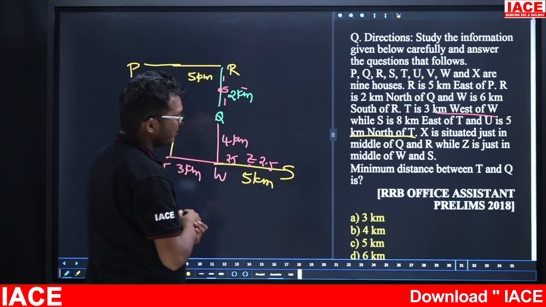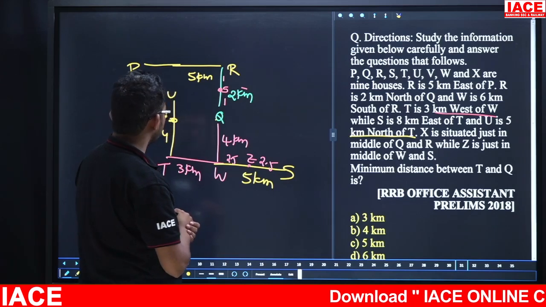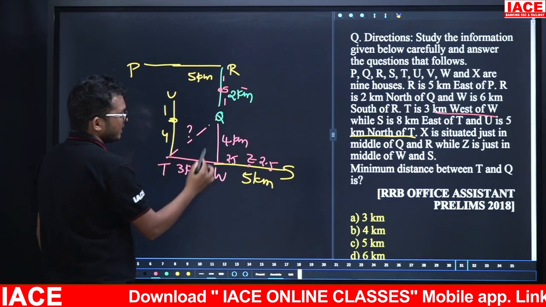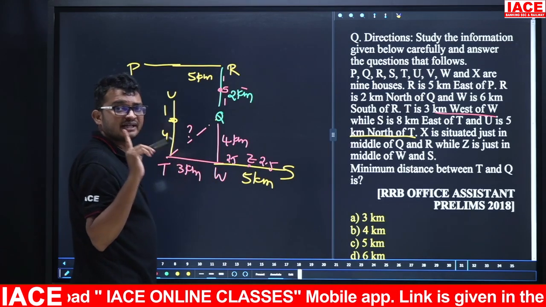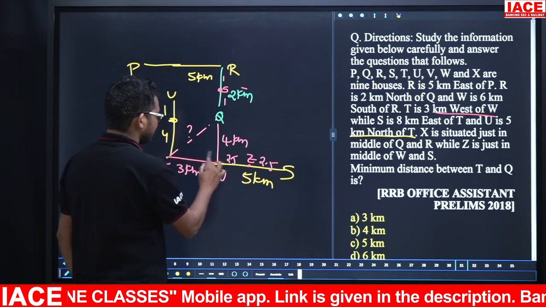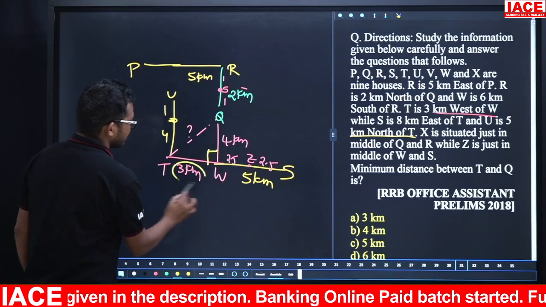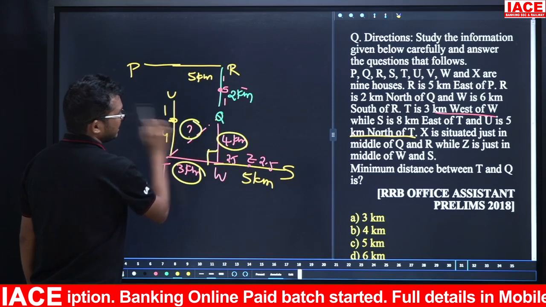Question is, the minimum distance between T and Q is. We are going to calculate this distance. Minimum is always we are going to take a right angle triangle. So when this one is a right angle triangle, we can apply Pythagoras. One side is 3, other side is 4. Then we are going to calculate the hypotenuse.